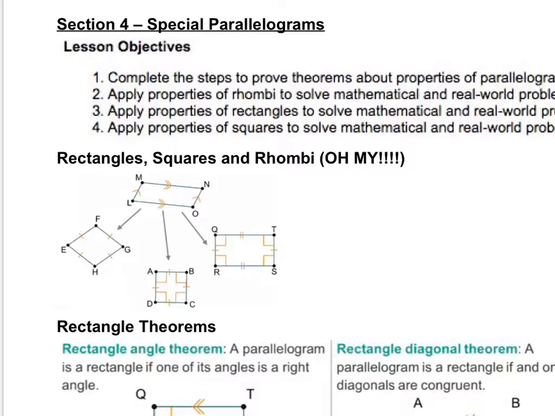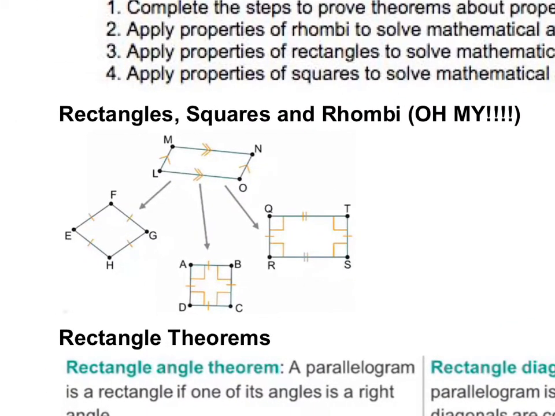So, we have this graphic here, and we have a parallelogram, and we have three special cases of types of parallelograms. And this one is a rhombus, and we know that all four sides are congruent, okay? We have a square, all right, where all four sides are congruent and all the angles are 90-degree angles. These are not 90-degree angles, okay?